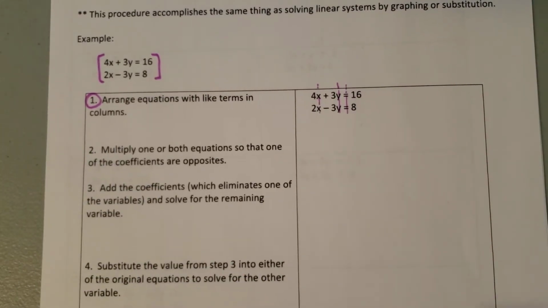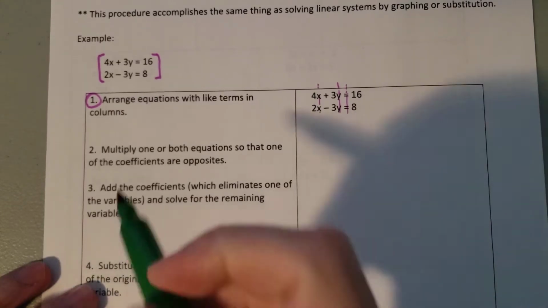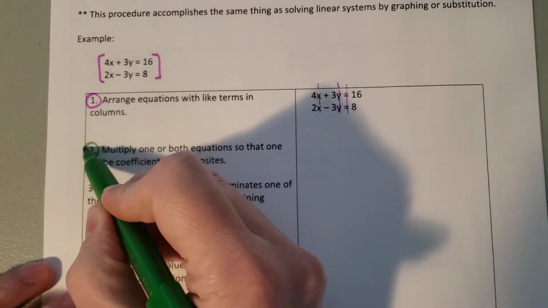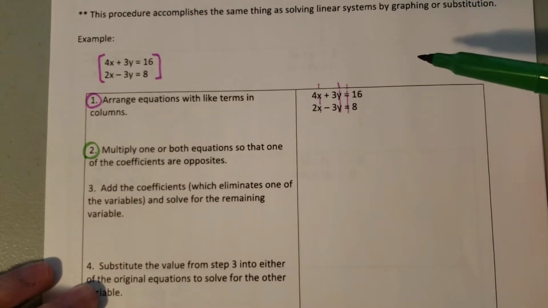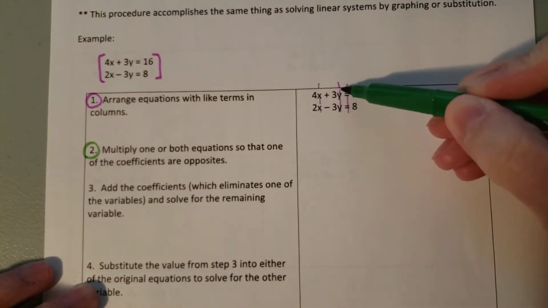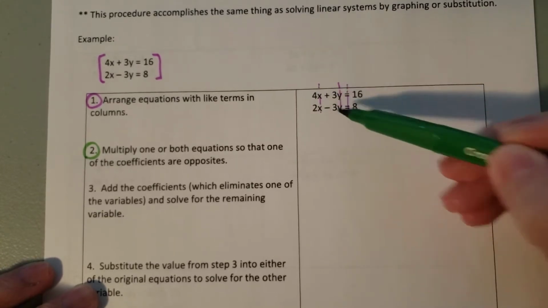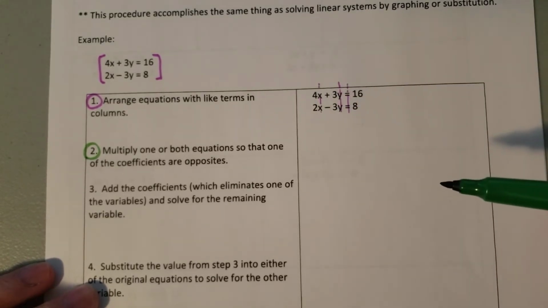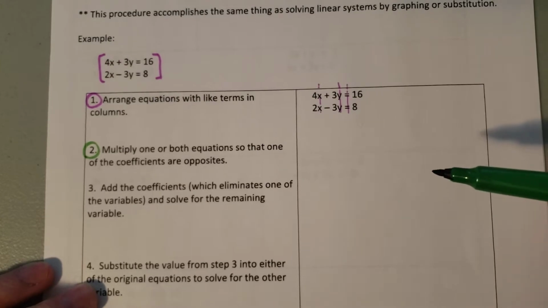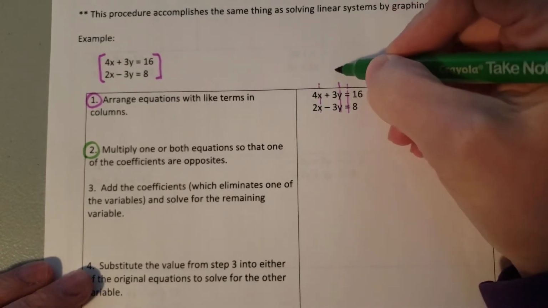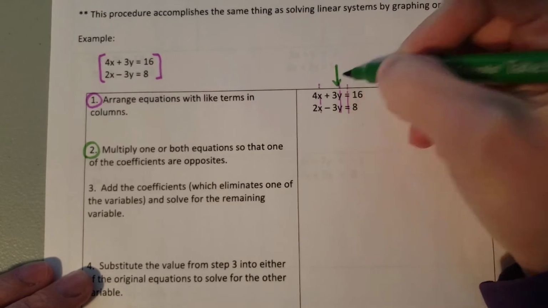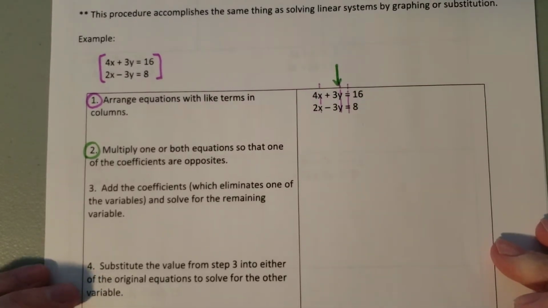Okay. Step number 2 says to multiply one or both of these equations so that the coefficients are opposites. And conveniently, that has also been done for us as well. You will see here that these y's are both with a 3, but one's with a positive and one's with a negative. So therefore they are opposites. And in the next step, those are going to be eliminated, making our process a little bit simpler.